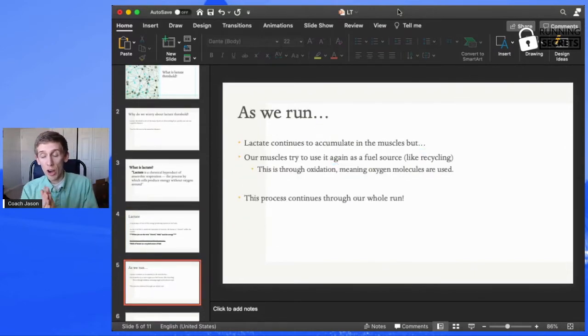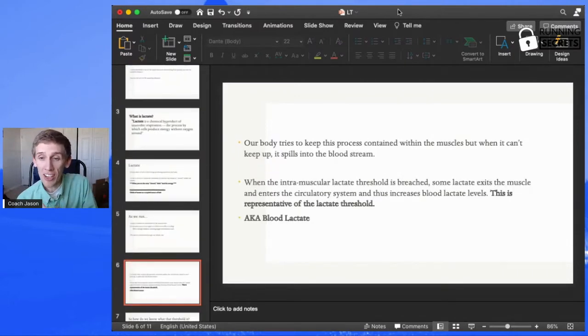So in our body, as we run, we breathe in oxygen and we start this energy system process. Lactate continues to accumulate in the muscles, but our muscles try to use it again as a fuel source, like recycling. And this is through what's called oxidation, meaning oxygen molecules are used in this process. And this process continues through our whole run. Kind of cool, right? Our body tries to keep this process contained within the muscles, but when it can't keep up, it spills into the bloodstream.